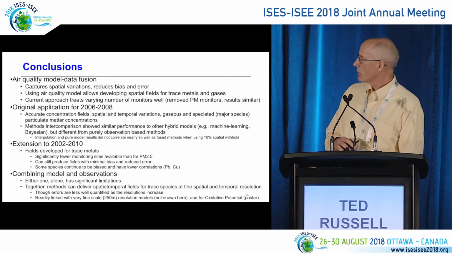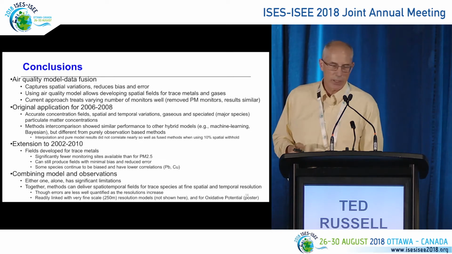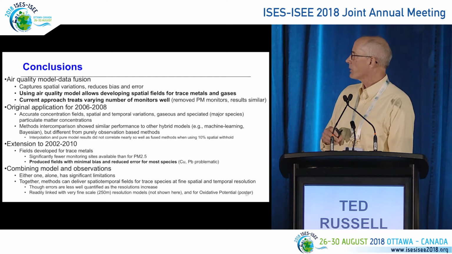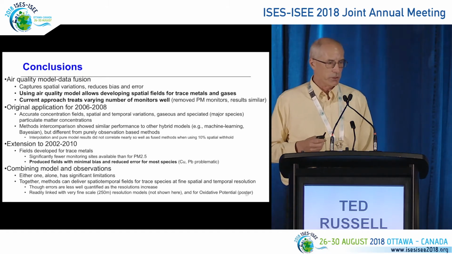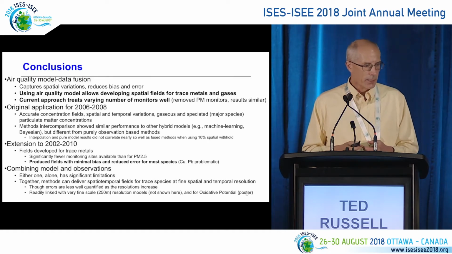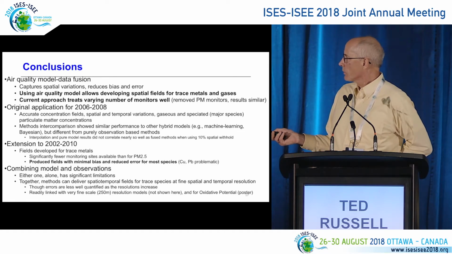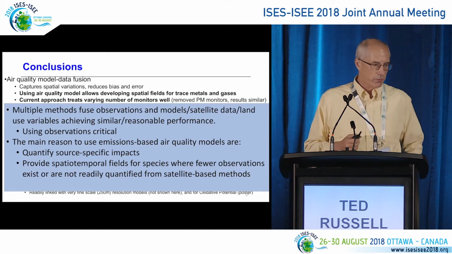So just as a conclusion, again, this says in some ways too much. Just a few highlights. The air quality models allow you to develop these spatial fields for trace metals and gases. And we can do it producing relatively unbiased, low error fields.